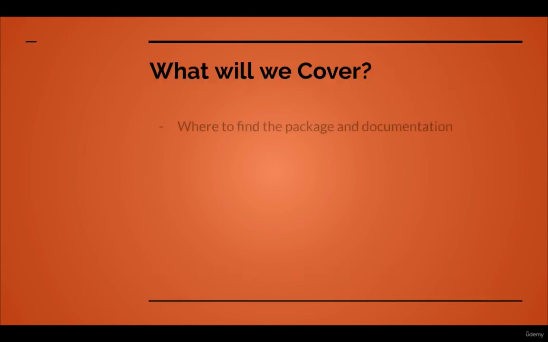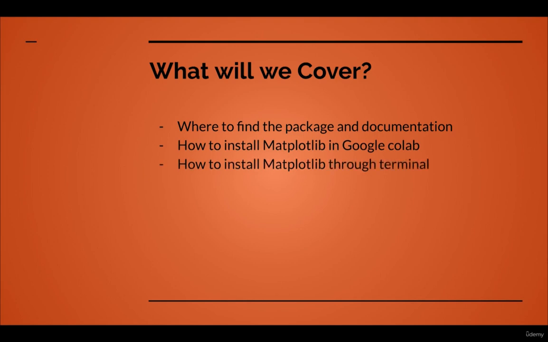So we'll start here by covering where to find the package and the documentation. I'll just quickly show you the website and you can explore the documentation there if you'd like. Then we'll learn how to install Matplotlib in Google Colab. If you don't want to use Google Colab, I'll show you how to get Matplotlib through terminal or command prompt for your Windows users. And then finally, we'll talk about how to access PyPlot from within a Python file. So let's head on over to a browser now.